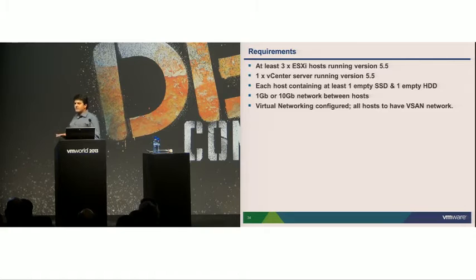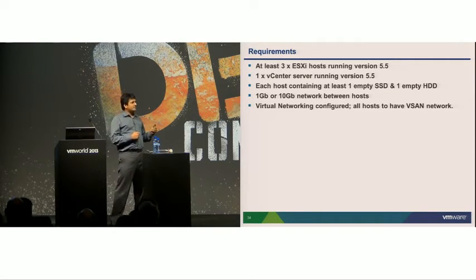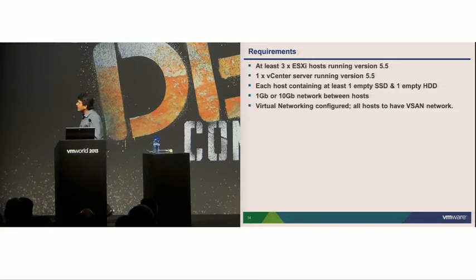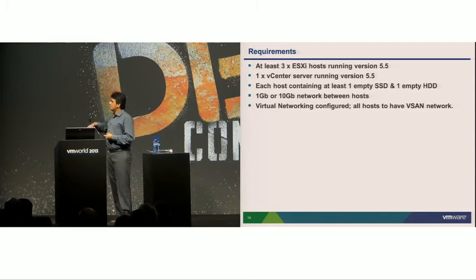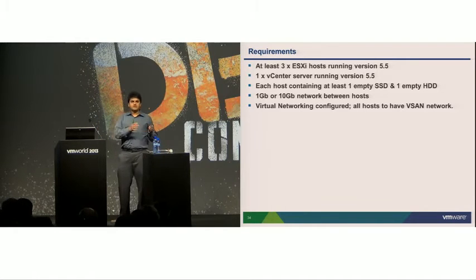As far as the network connectivity between the hosts goes, vSAN does support both GigE network as well as 10 gig network connection. The recommended is 10 gig. Obviously, that depends on your workload, and there are many factors that go into making the decision, but the recommended is 10 gig. But we will support both gigabit Ethernet connection as well as 10 gig.